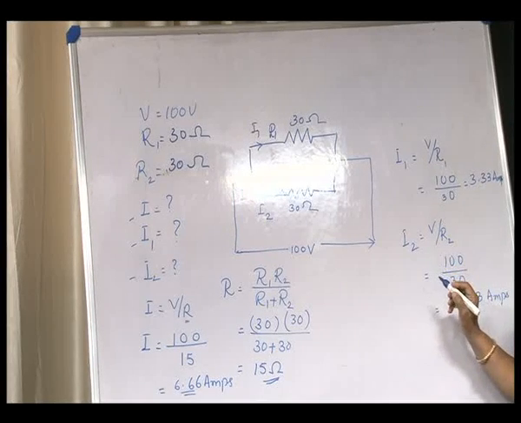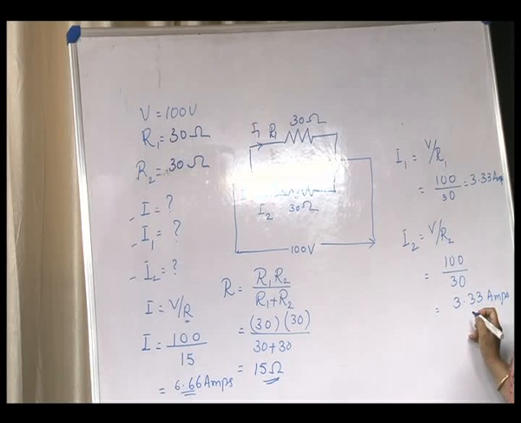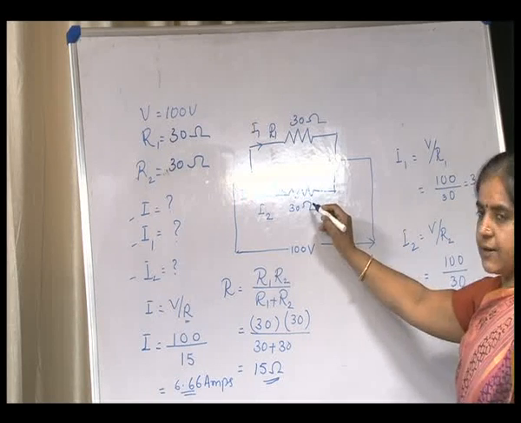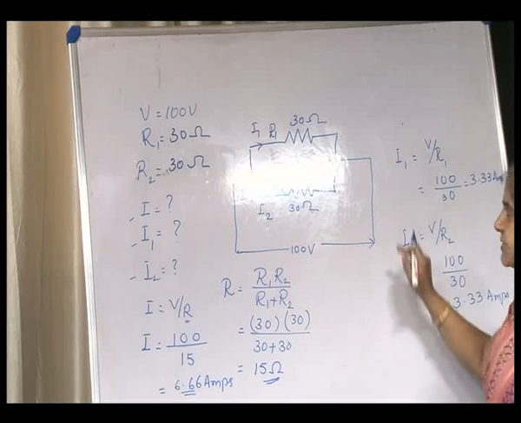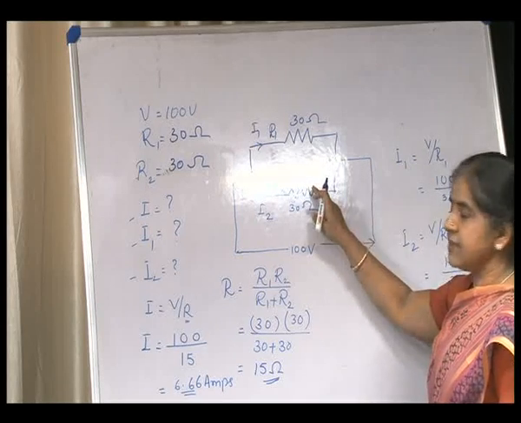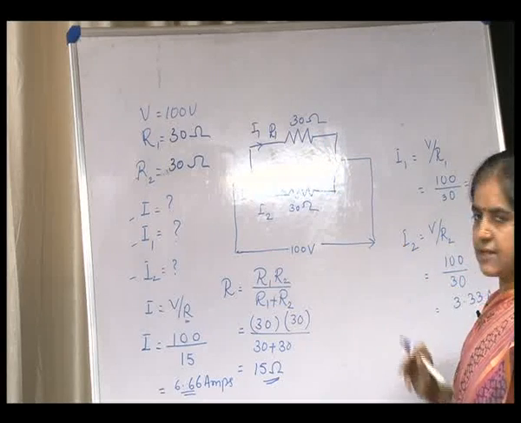This is the current which is flowing through resistance R2. This is how to find out the two currents which are flowing in the two branches, that is the current flowing in resistance R1 and the current flowing in resistance R2.